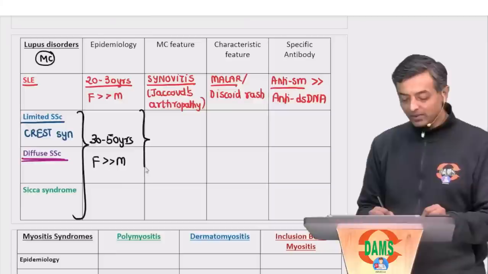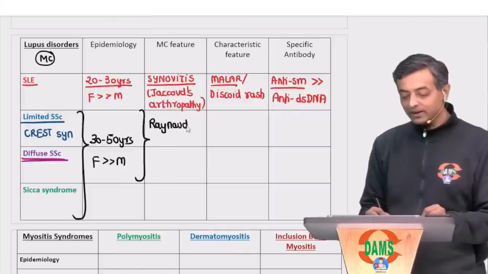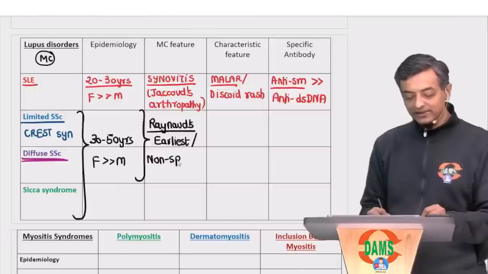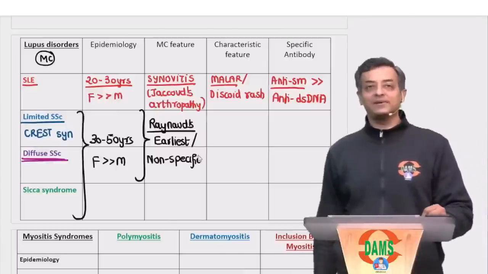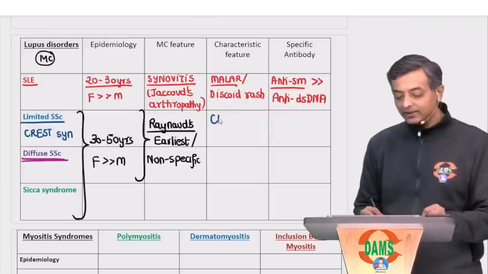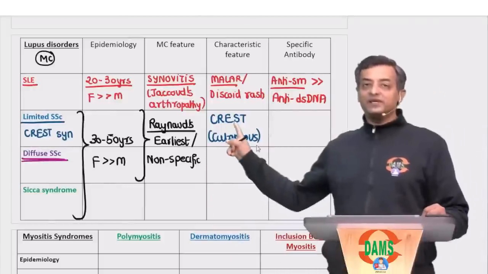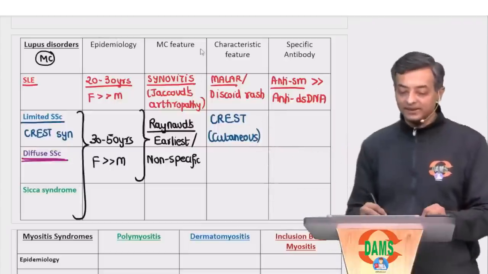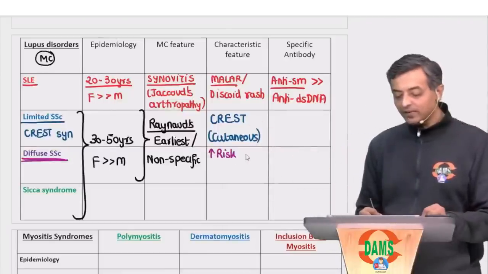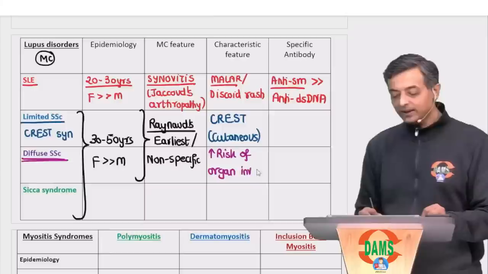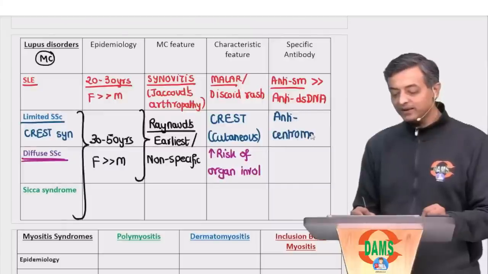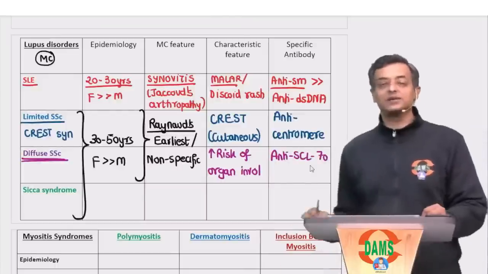In systemic sclerosis, the most common feature is Raynaud's phenomenon. It is also the earliest feature, but it is non-specific for the diagnosis. Characteristic features are related to CREST syndrome: calcinosis, Raynaud's phenomenon, esophageal dysmotility, sclerodactyly, telangiectasia. But there is increased risk of organ involvement in the diffuse form. The diagnostic antibody for CREST syndrome, which we just saw in the immunofluorescence pattern, is anti-centromere, and anti-Scl70 is diagnostic of diffuse systemic sclerosis.